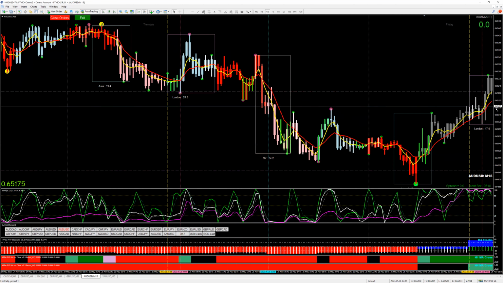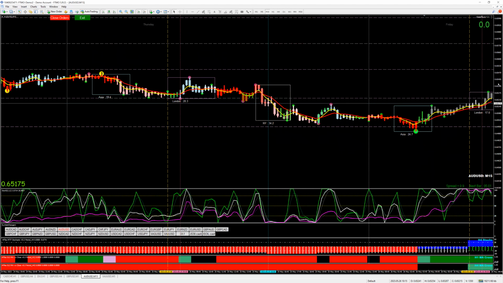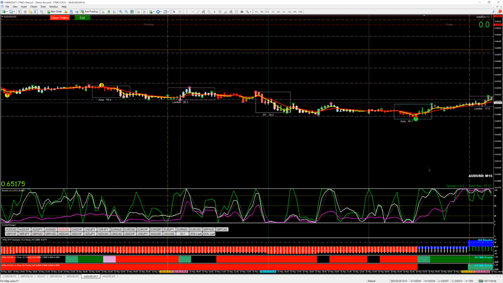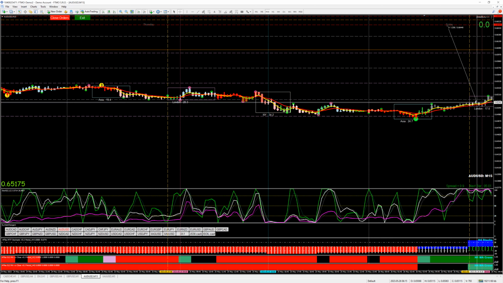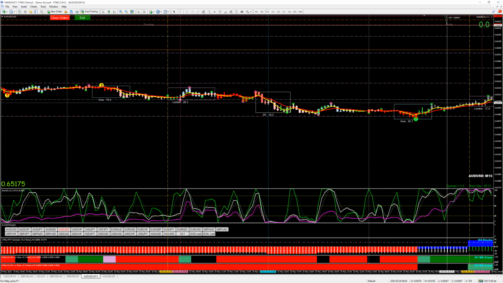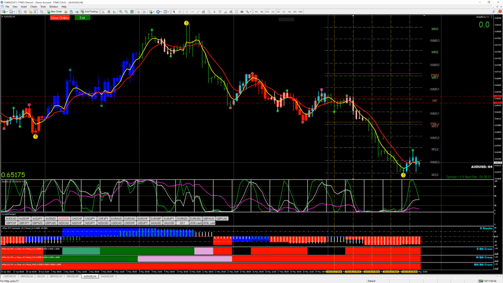now you can take add-ons, right? So the exit is not till, oh my God, come on, where are my entries? So here's my entry. The exit is not till here, somewhere in here. And that is a 127 pip trade on 40 lots. So that's $50,000. Hope that makes sense. Go back to the 4-hour. And that is a fantastic trade.